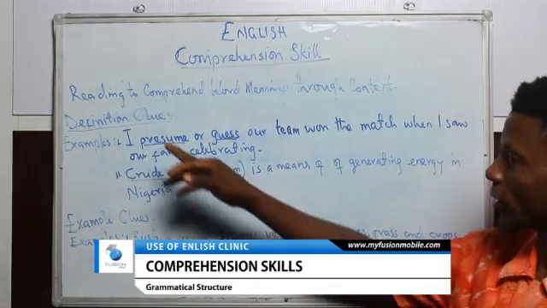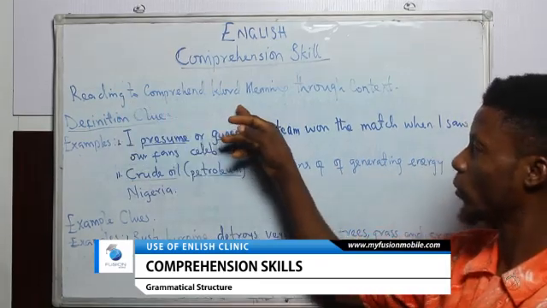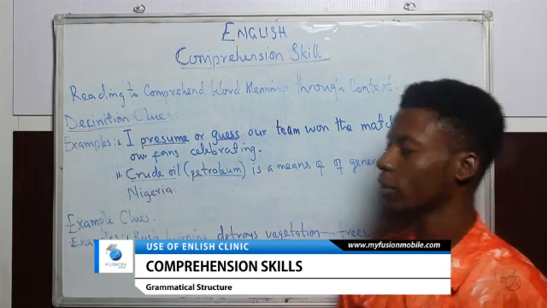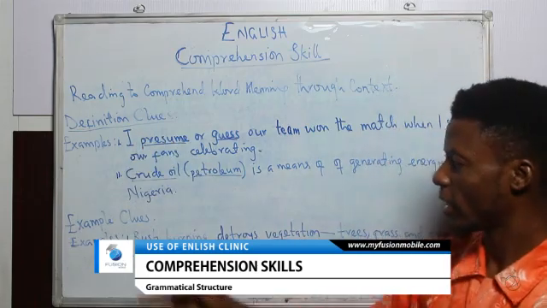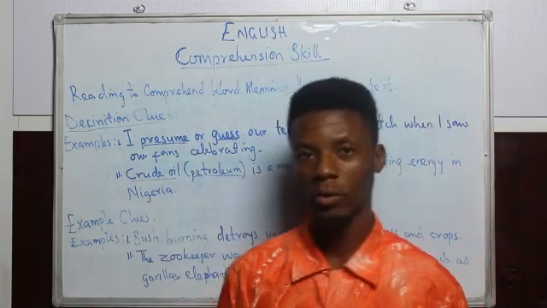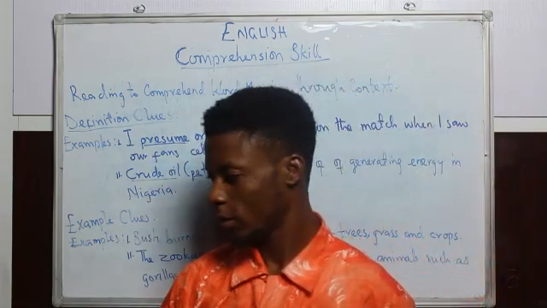Under comprehension skill, we'll be looking at reading to comprehend word meaning through context, definition clues, and example clues. What do we mean by definition clues in a context?